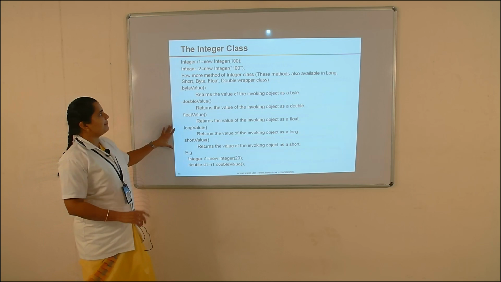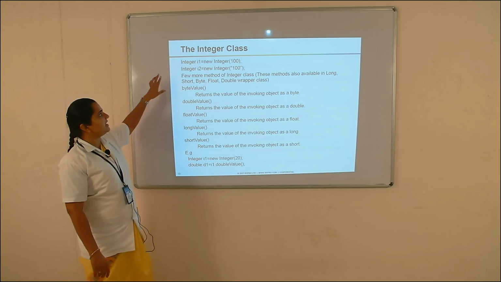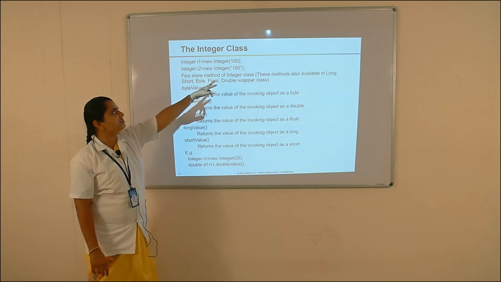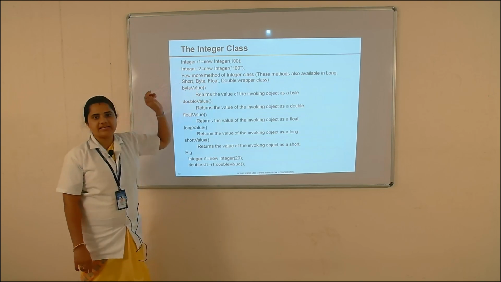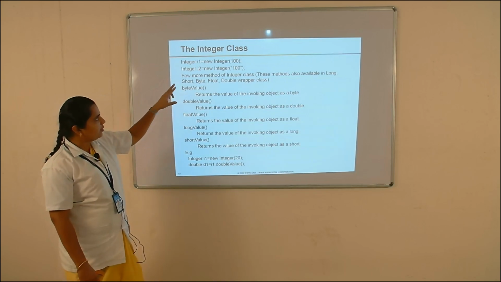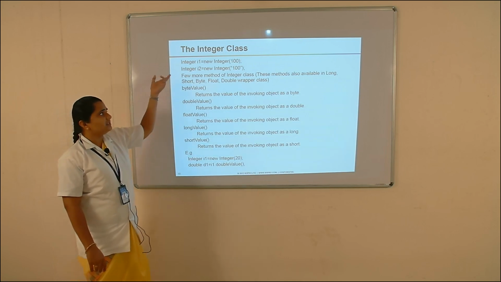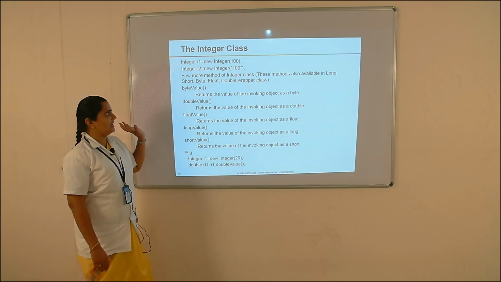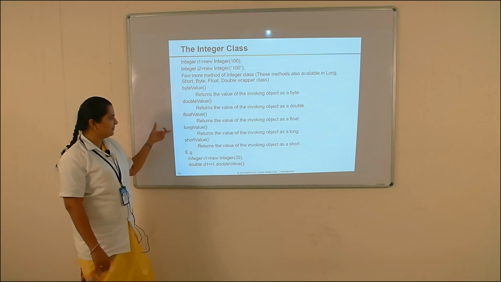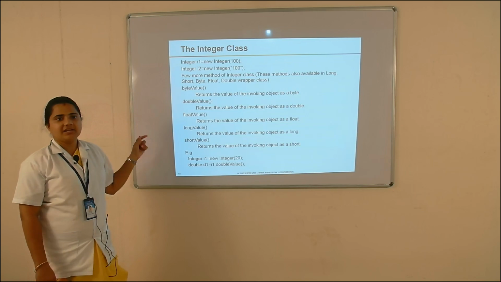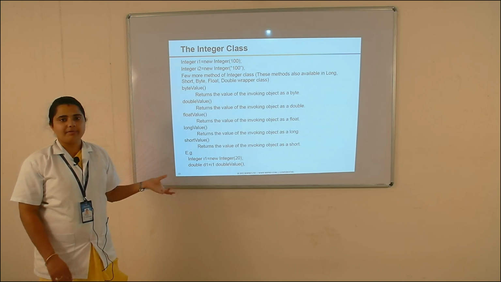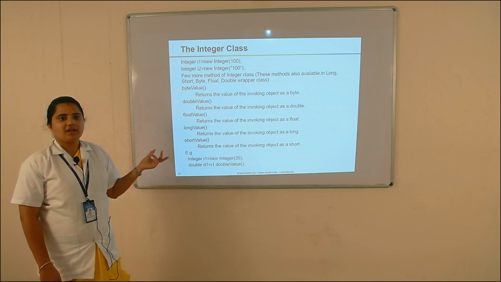This is an example program for the Integer wrapper class. Here we have two Integer values. The first one is Integer of 100, the second one is Integer of the string "100". In the first we pass an integer value, and in the second we pass a string value. While passing both, we can convert this 100 into an Integer wrapper class. The same types of functions are available in other wrapper classes. Like Integer, we also have other wrapper classes like Double, Float, Long, Short, and so on.